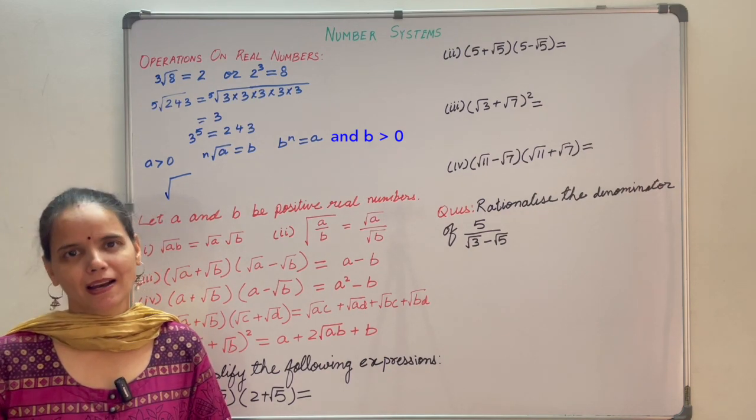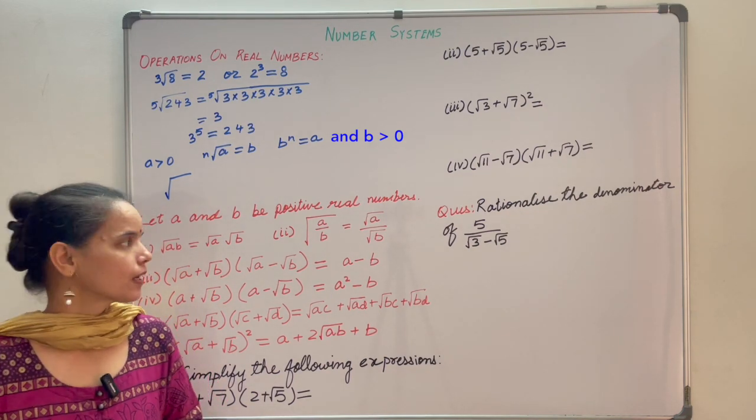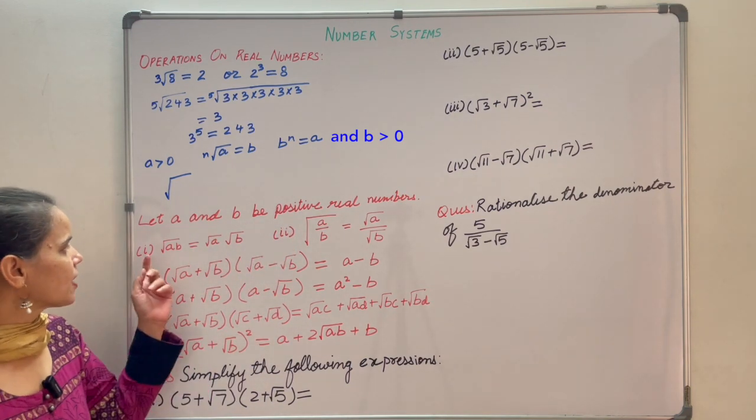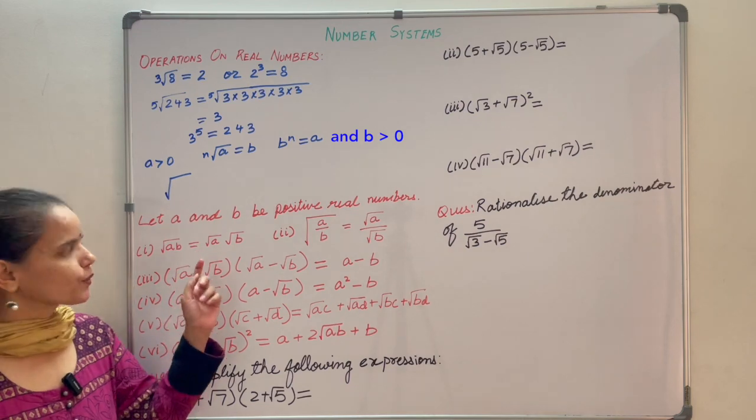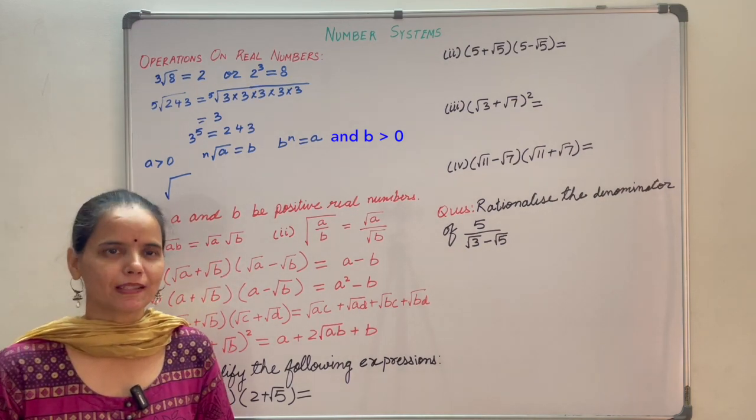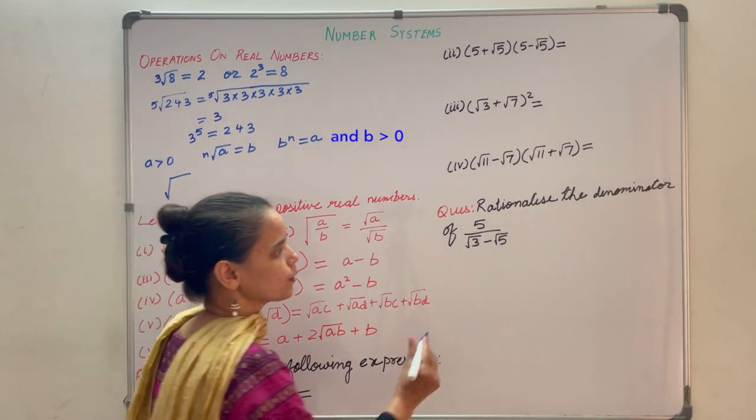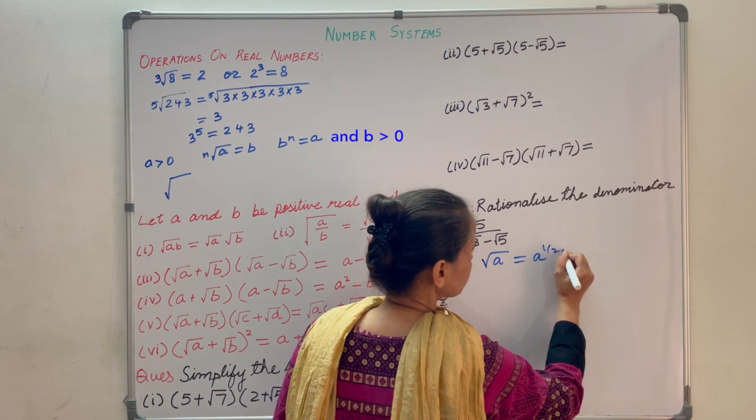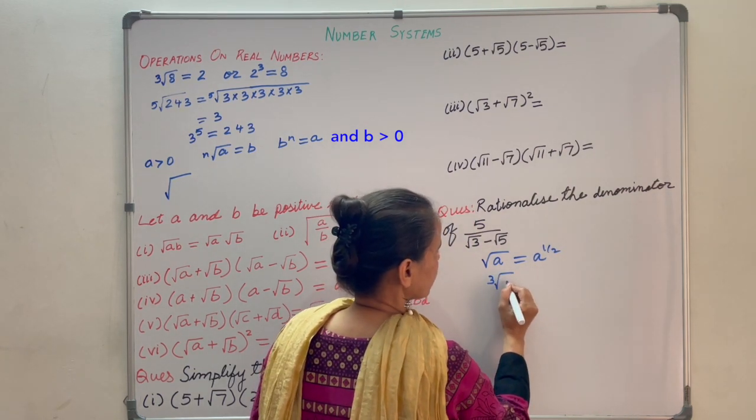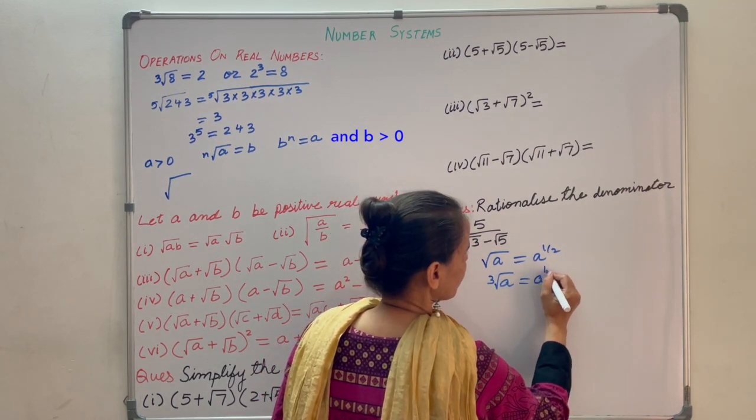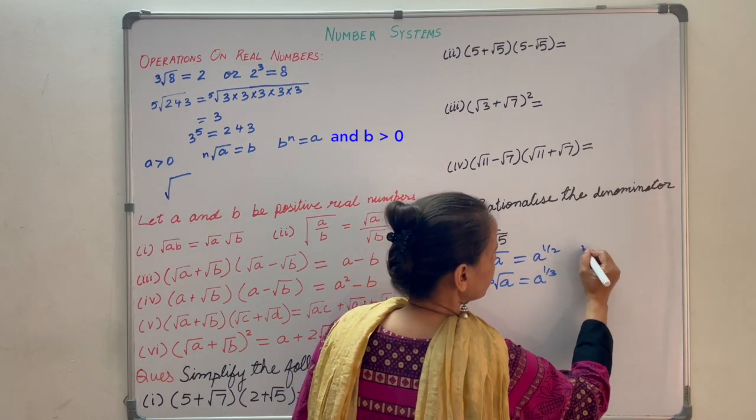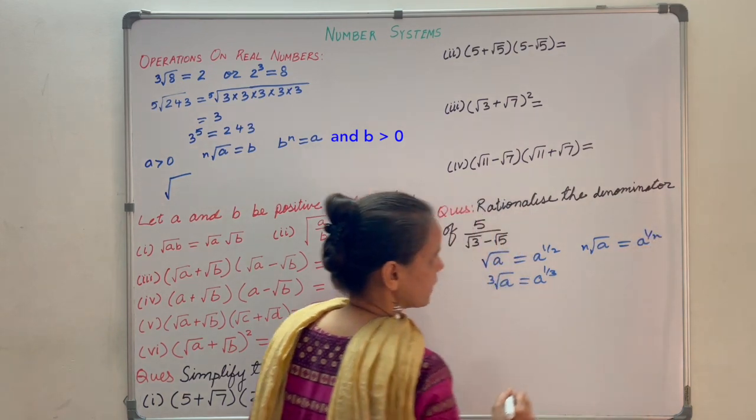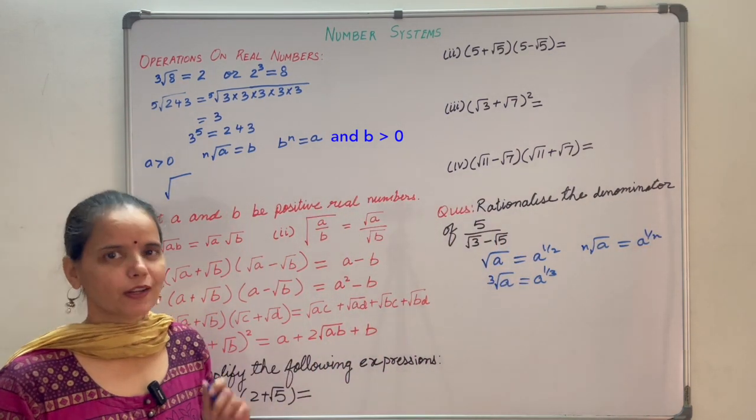Let us now see some identities related to square roots. Here a and b are positive real numbers. So the first identity is square root of ab is equal to square root of a into square root of b. Let us understand this. So here square root of a, I can rewrite it as a raised to power 1 by 2. Cube root of a, I can rewrite it as a raised to power 1 by 3. Or the nth root of a, I can rewrite it as a raised to power 1 by n. So here we are using one law of exponent.